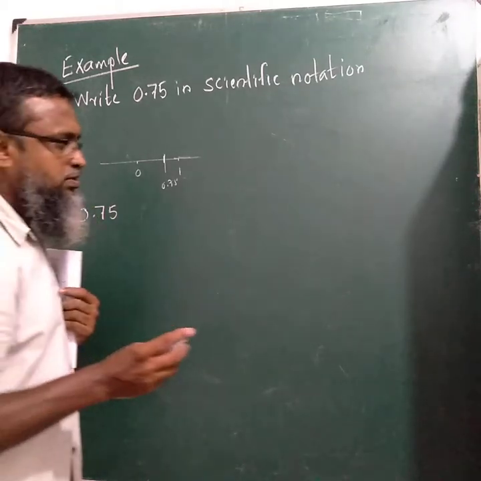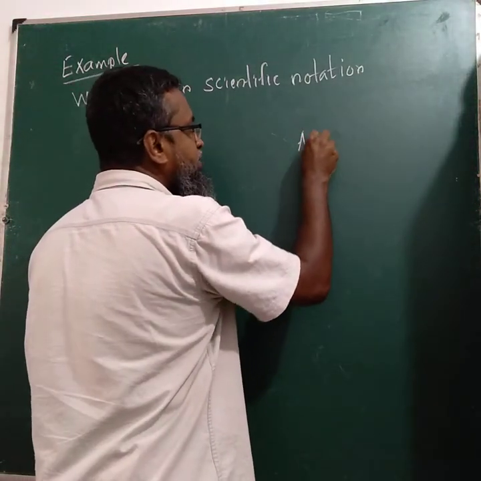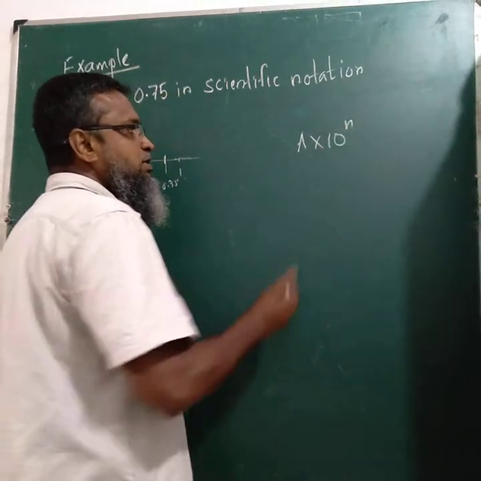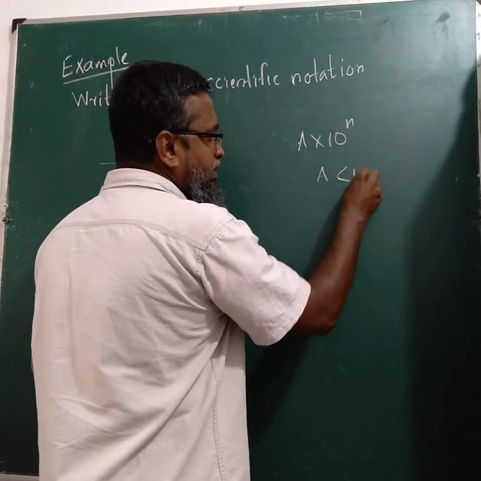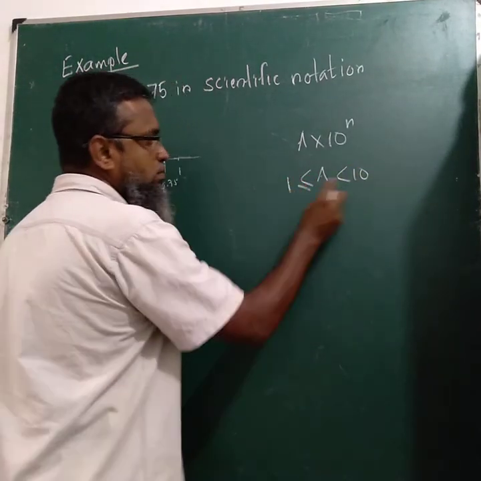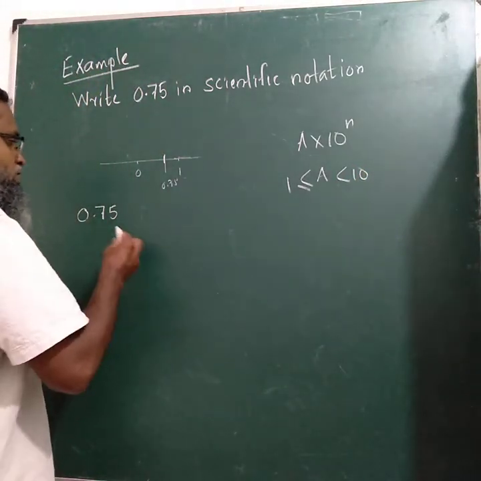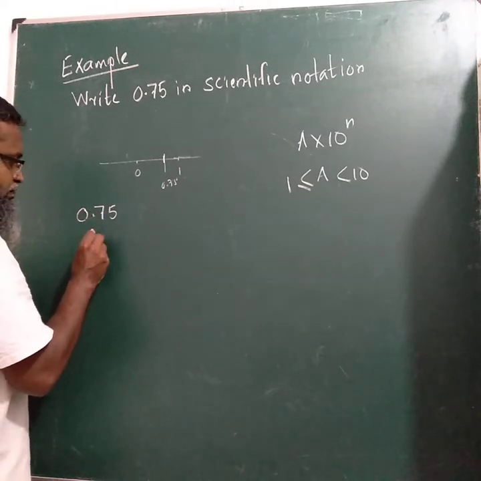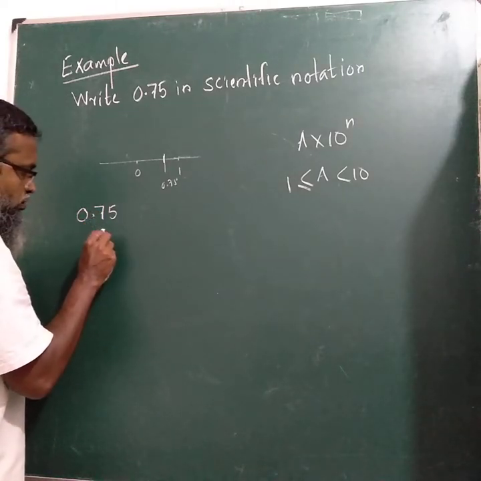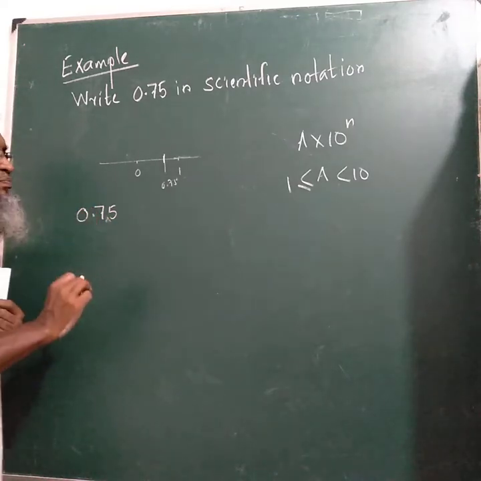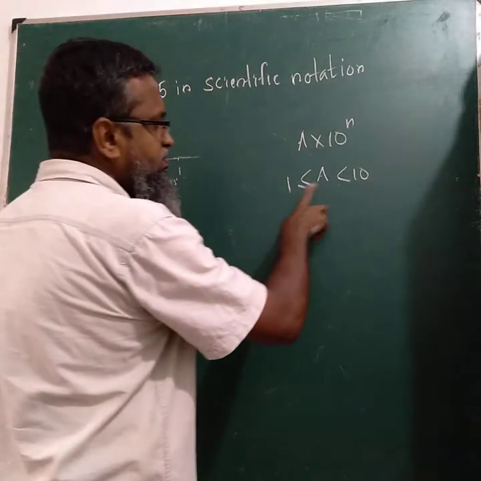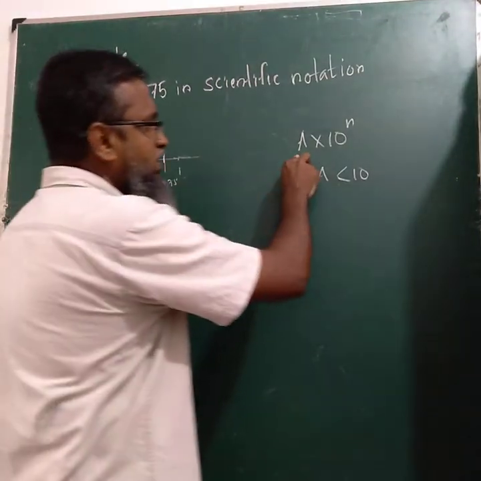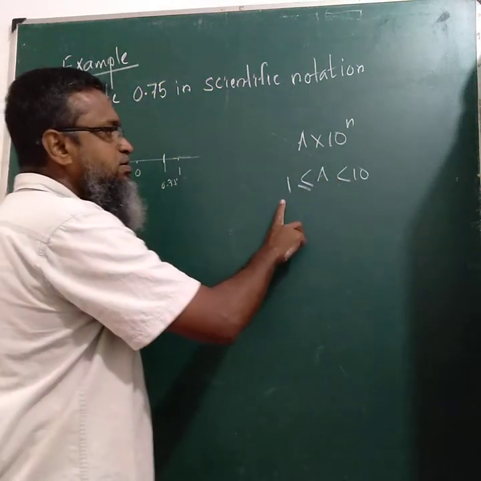Now you know the scientific notation, a into 10 to the power n. This is the standard format of the scientific notation. A is in between 1 and 10. So here I should take 0 and 1, and the decimal point should go to this place. Then we get 7.5. So 7.5 is in between 1 and 10, because when you write it in the format of a into 10 to the power n, a should be between 1 and 10.